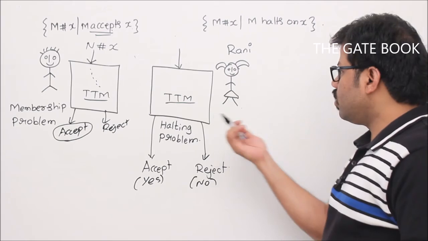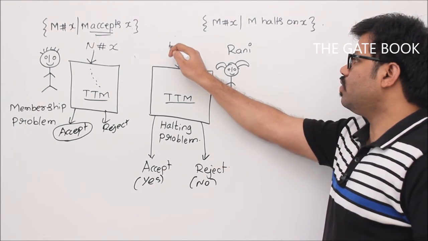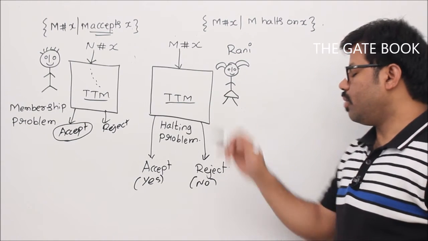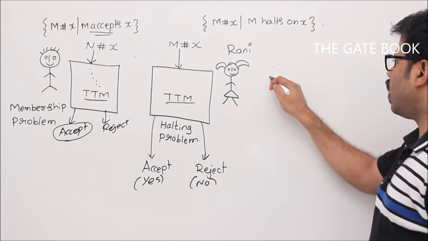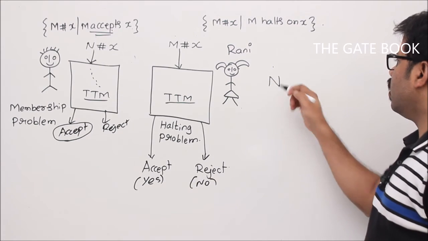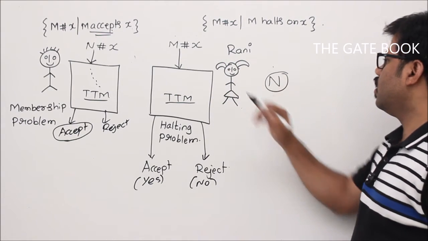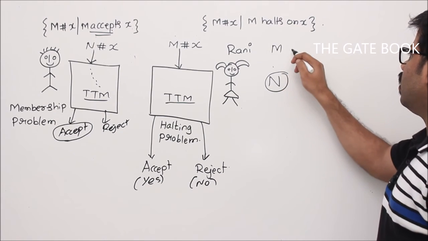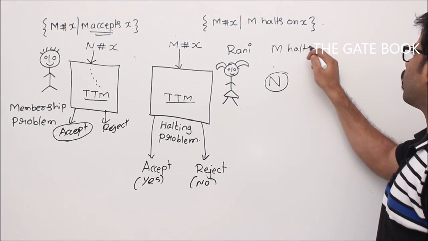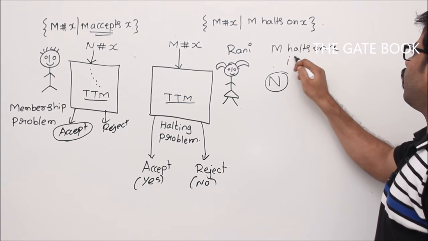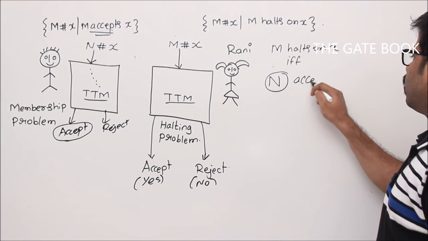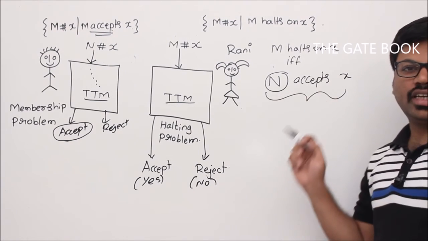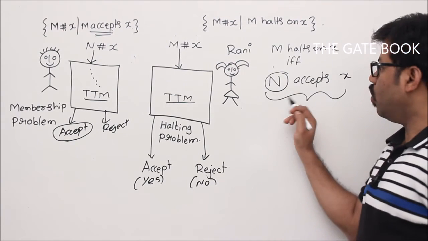For that, how is she going to do it? Anyone gives input M#x to her Turing machine. What she is going to do is construct another machine N, and we know the relation between M and N, right? What is the relationship between M and N in the previous example? M halts on x if and only if N accepts x, correct? So that is the relationship. But we have a machine for "N accepts x", correct? I use that machine.